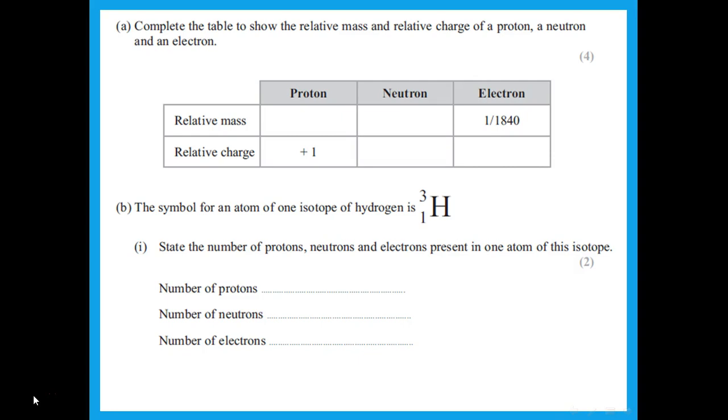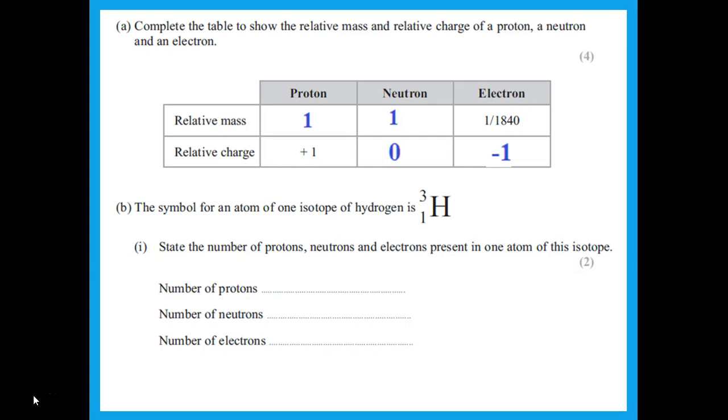Complete the table to show the relative mass and relative charge of a proton, neutron, and electron. So the proton has a mass of what? We said the proton has a mass of 1, and the neutron has a mass of 1. But the electron has a mass of 1 over 1840. Now, the relative charge on the proton is +1. So what is the charge on the neutron? We said the neutron is neutral. It has a 0 charge, not positive, not negative. The electron has a charge of -1.